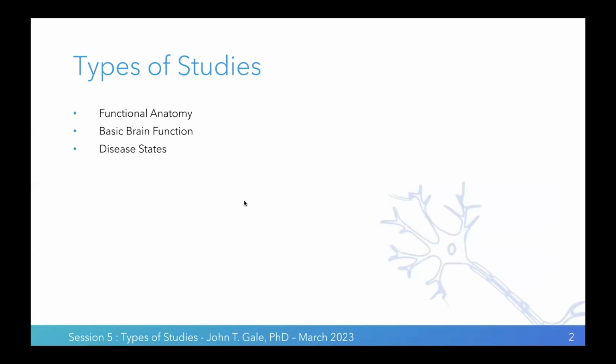For instance, there's functional anatomy research being done using our depth electrodes. Basic brain function, people are studying different aspects of brain function, and also looking at disease state. Obviously, our patients have epilepsy. So is there anything we can garner from these intracranial electrodes from a research standpoint to understand epilepsy itself?